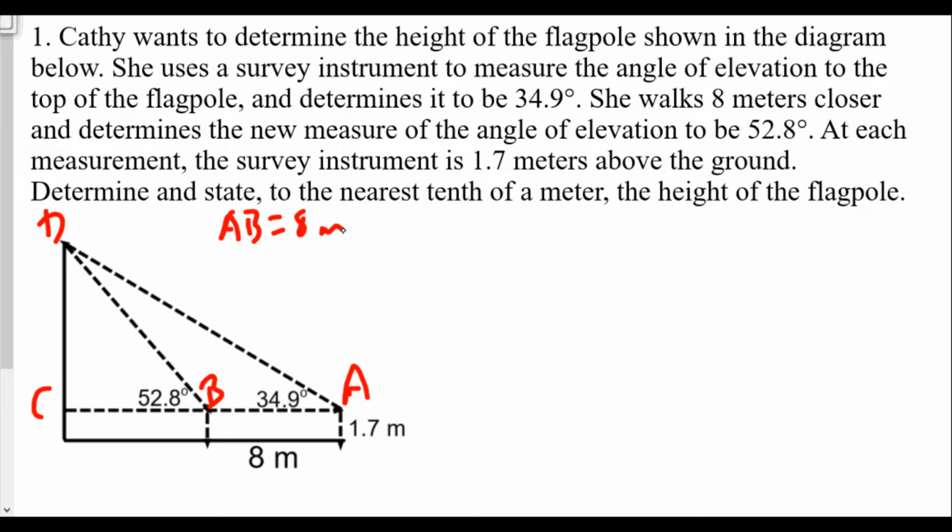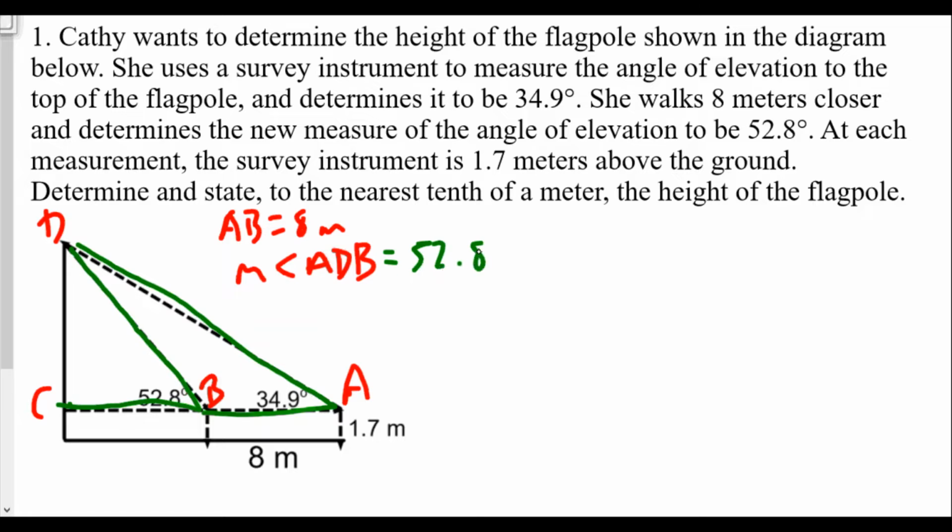We want to find the measure of angle ADB. We can find the measure of angle DBA by doing 180 minus 52.8. But we should know in this case that angle CBD is an exterior angle of triangle ABD, so we can find this by just doing 52.8 minus 34.9. And therefore, this measurement is going to be 17.9 degrees.